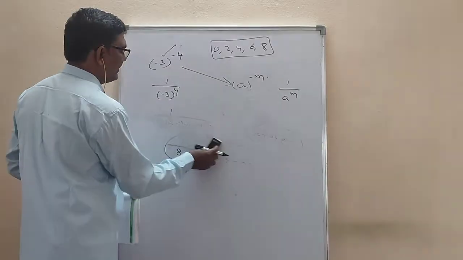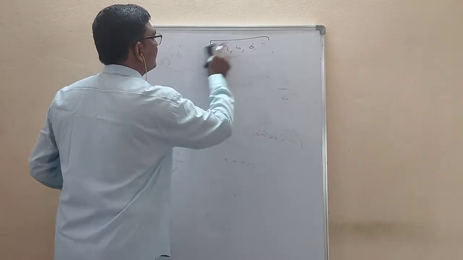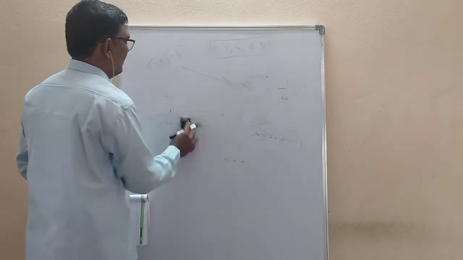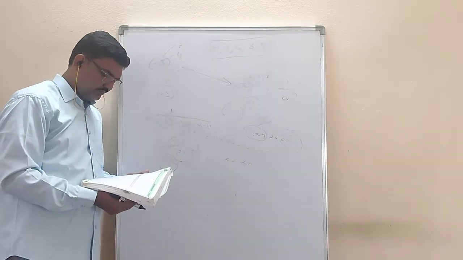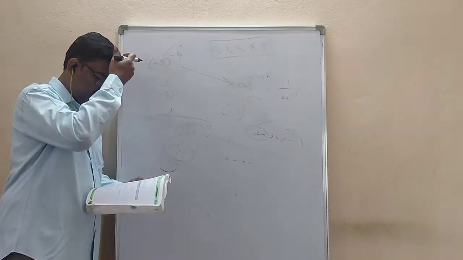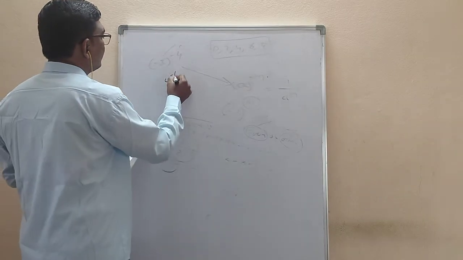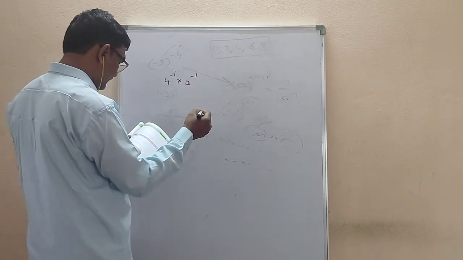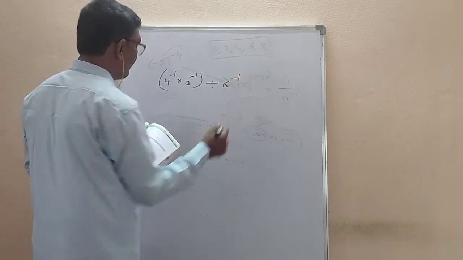Okay. Next question is: 4 to the power of minus 1 into 3 to the power of minus 1, divided by 6 to the power of minus 1.